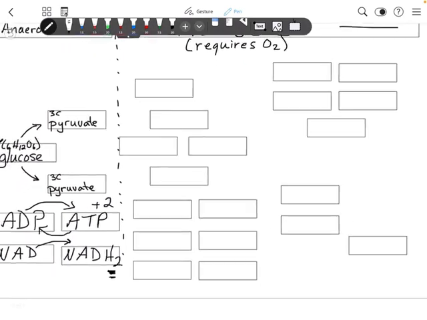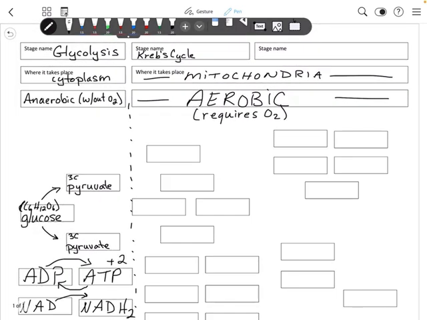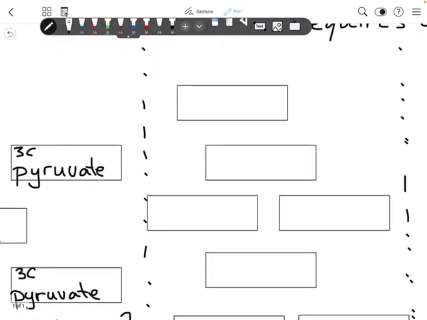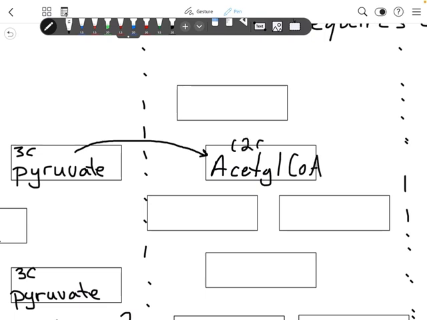So now that we have the Krebs cycle, the Krebs cycle is everything between these dashed lines here. And then the last stage will happen on the other side. But we'll look at what happens to pyruvate. Pyruvate, if there's oxygen present, will be converted into a new molecule called acetyl-CoA, which is a 2-carbon compound.